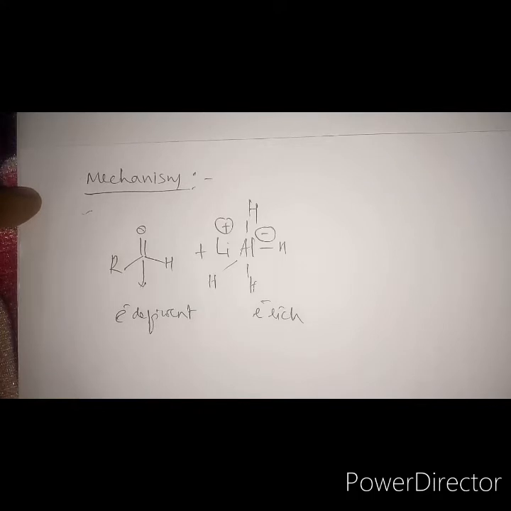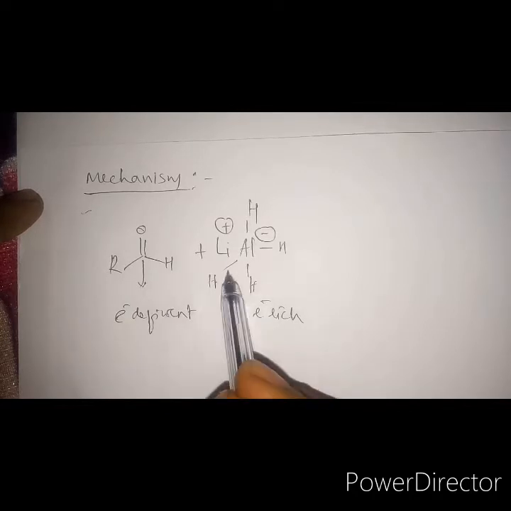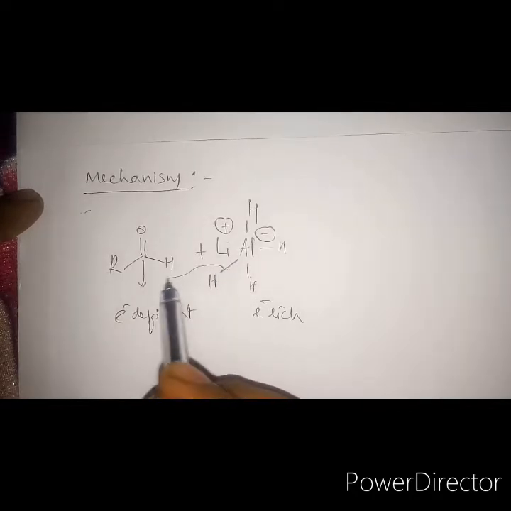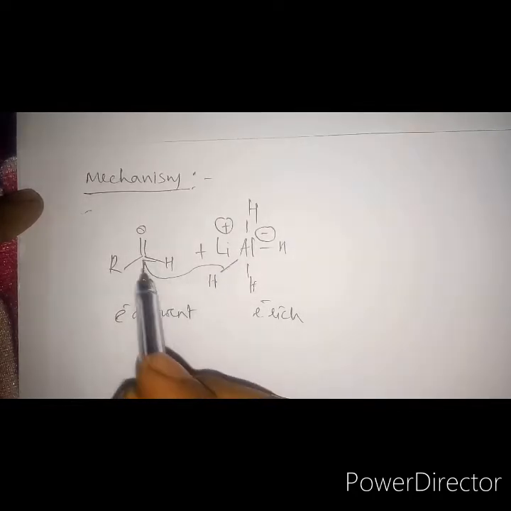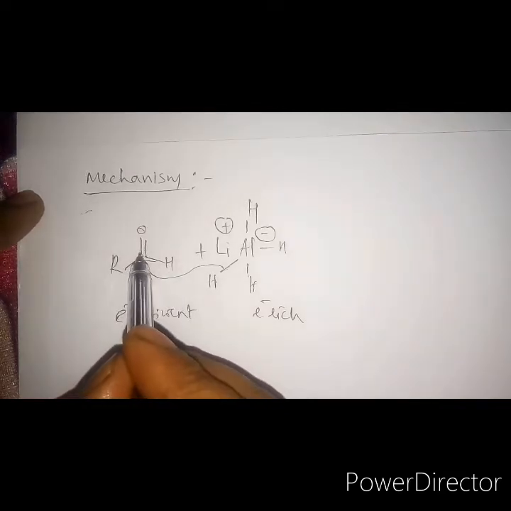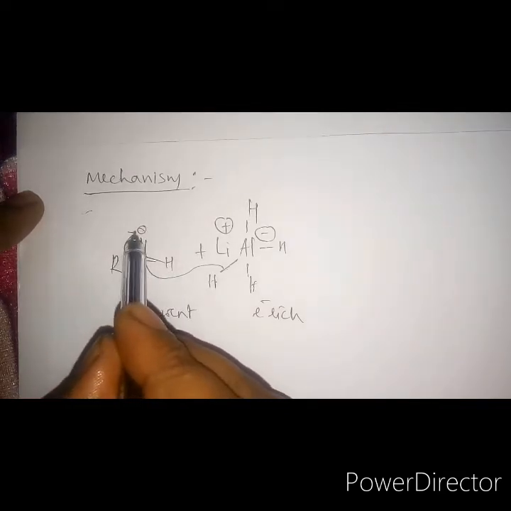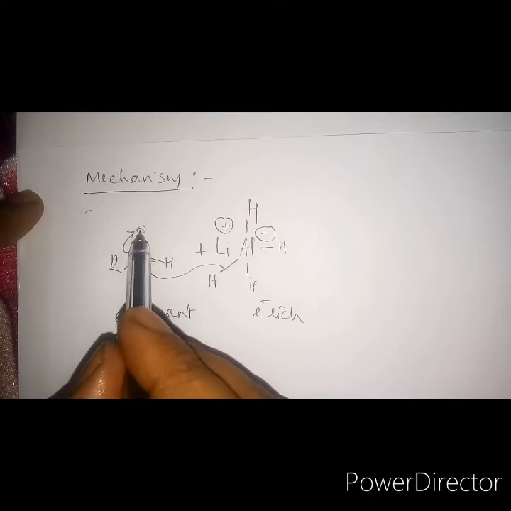As already stated, reduction is the addition of hydrogen. H will be added along with the electron. The carbon is electron deficient and the hydride is electron rich, so this will add here. This hydride will add here, so this is an H minus shift. Once it shifts, the pi bond breaks down and the pi electron goes to oxygen.